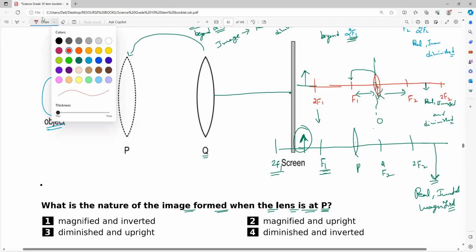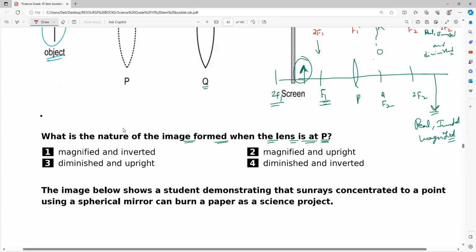So you have to work it out. There is no other way. Options you can see: diminished and upright. I can go with the elimination option also. All of you observe, a convex lens forms a virtual and magnified image in one case. Can you tell me what that case is, everybody? Virtual and magnified image. It will form in one case. What is that case?